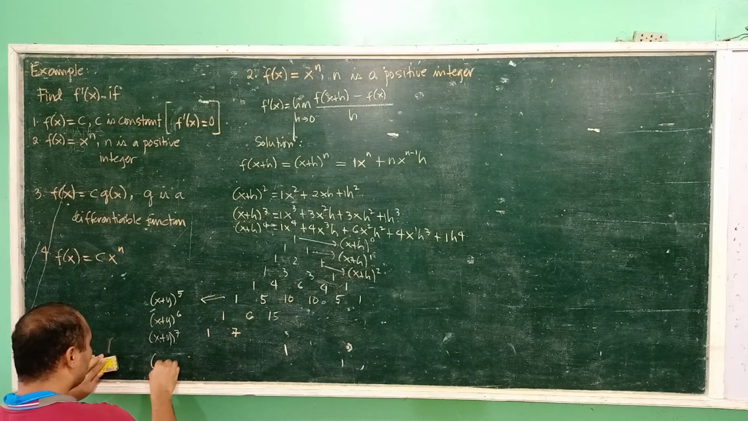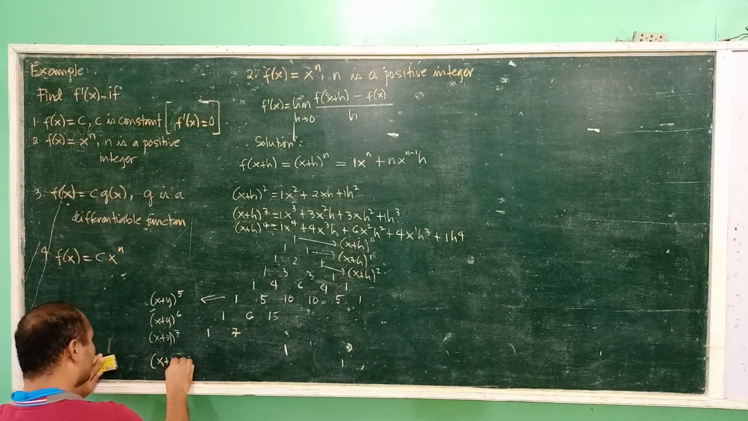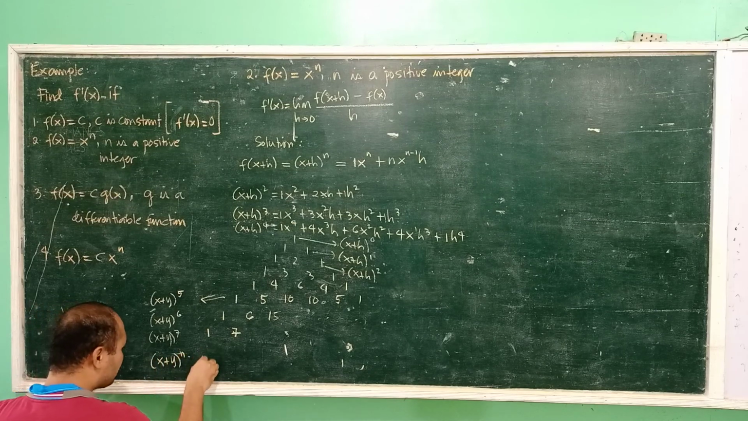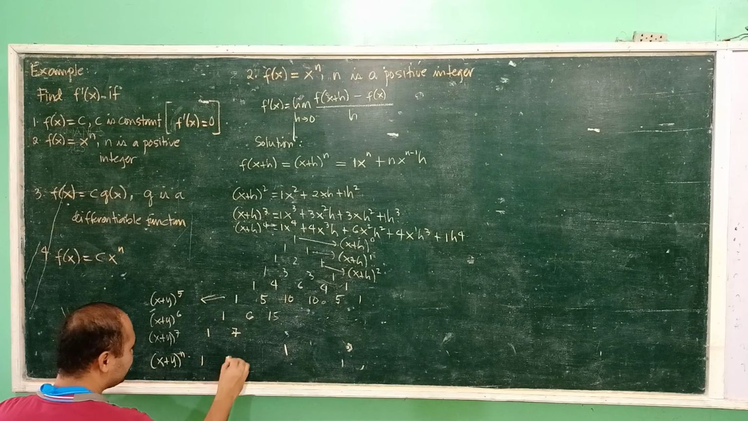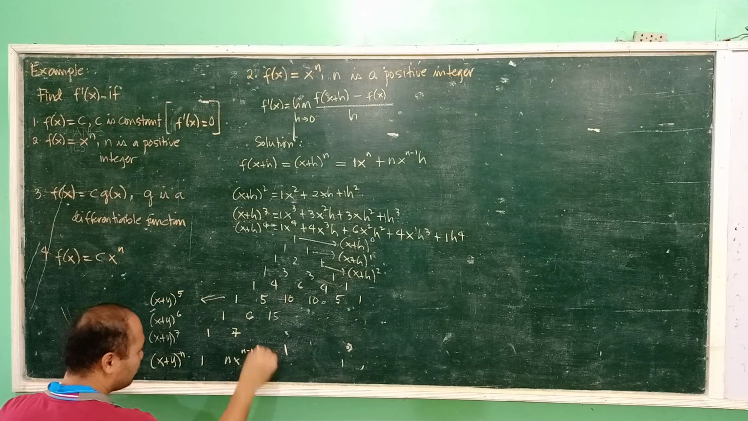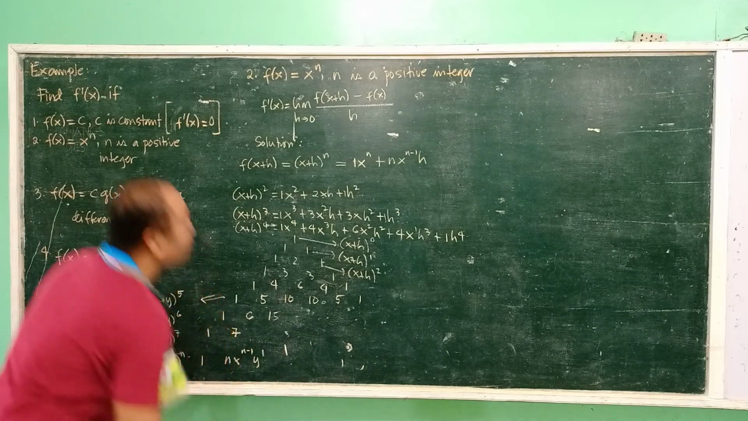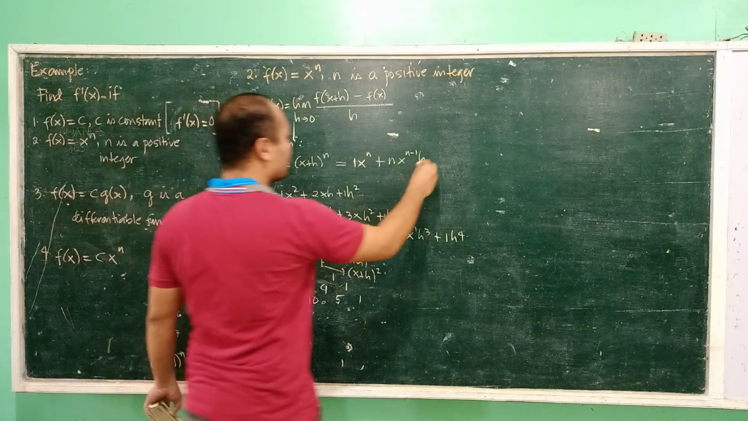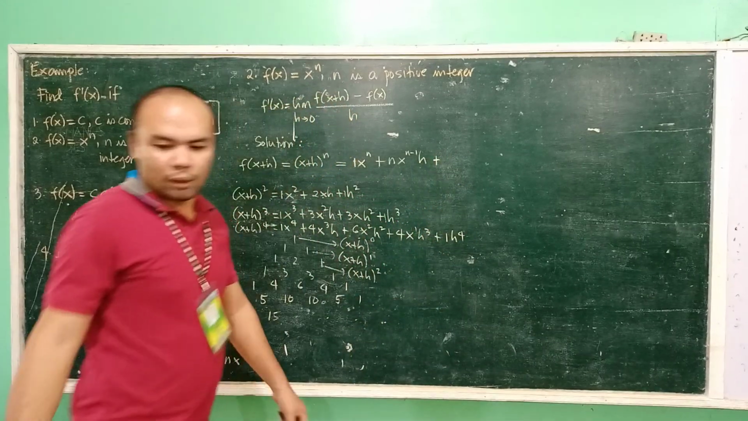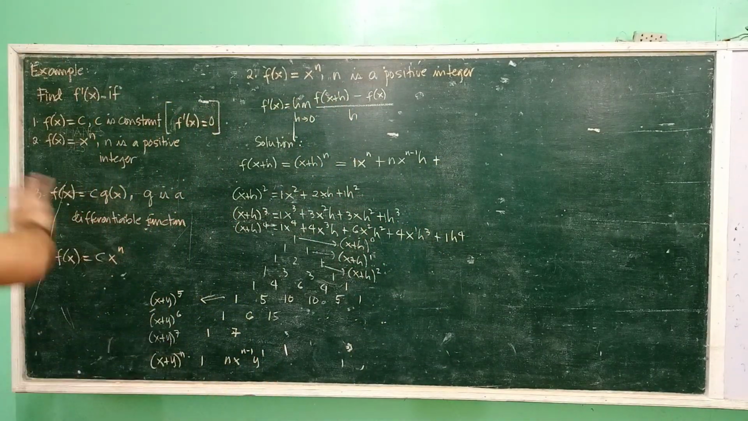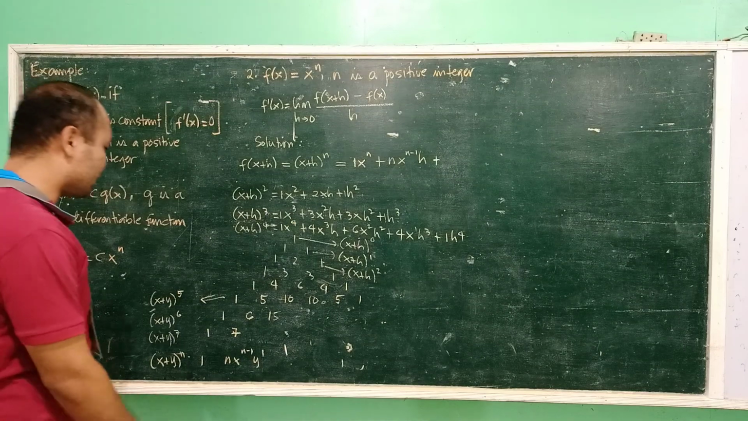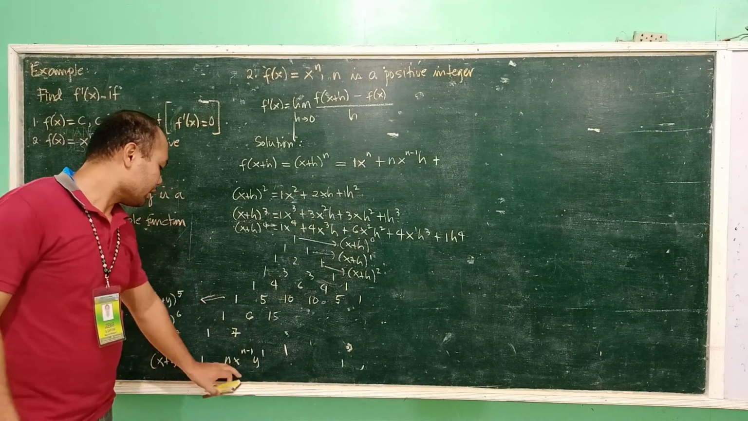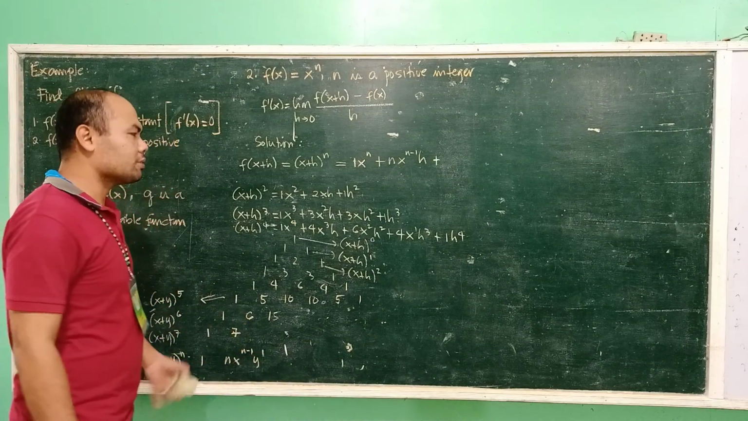Therefore, for x plus y to the n, there's always 1. What will be next here is n, x to the n minus 1, y to the 1. Okay. Plus, now, I will just denote the rest of the constants here. Instead of writing like this, I can just write them.